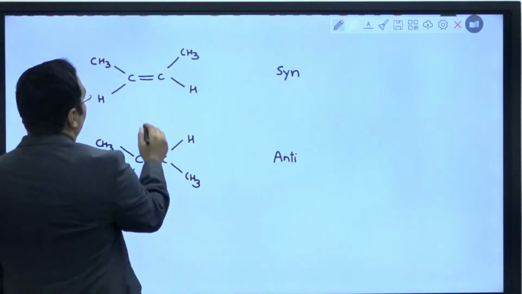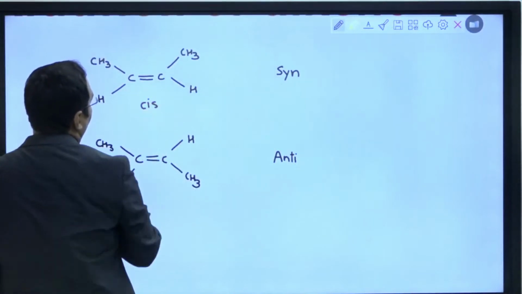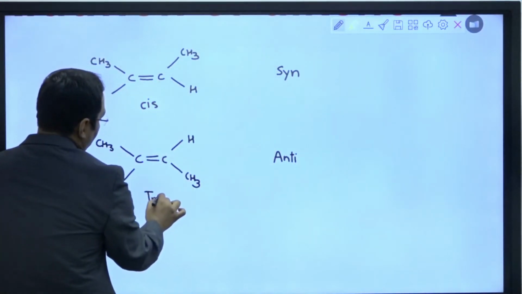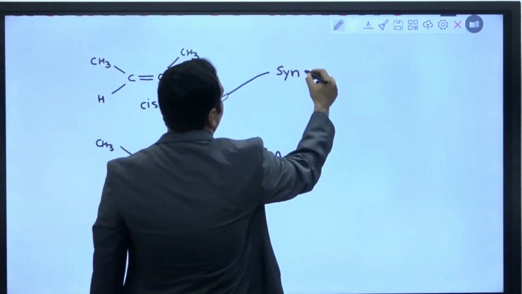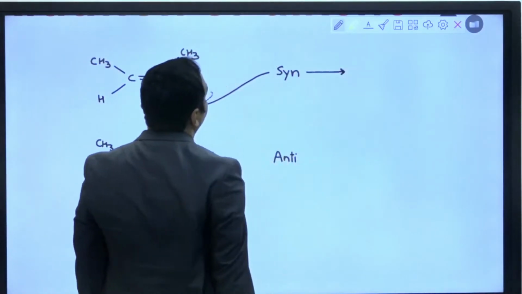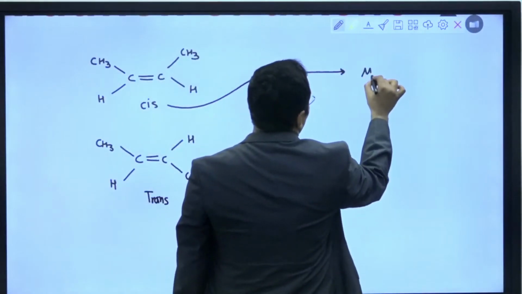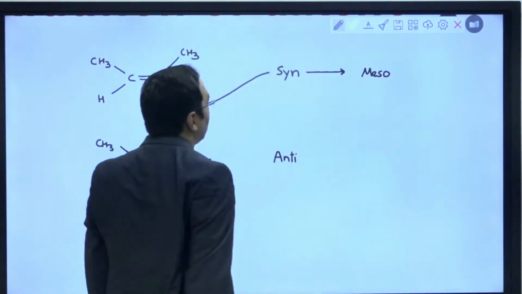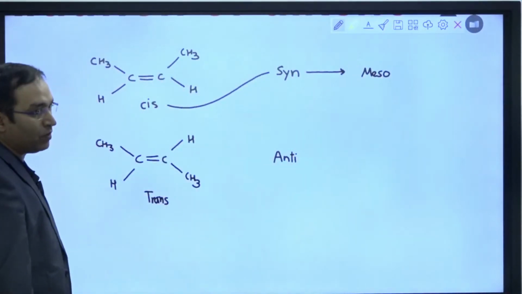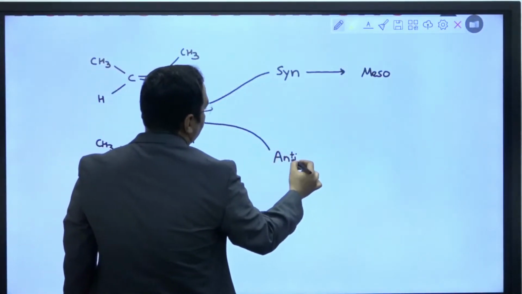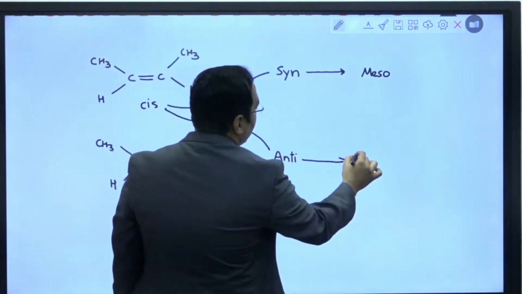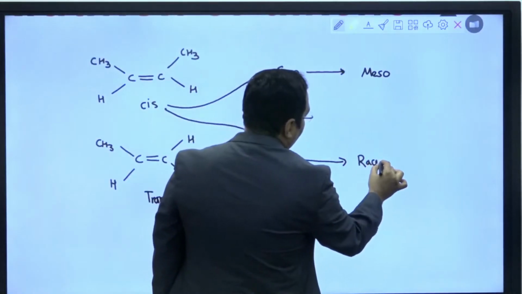यानी ये मैंने cis compound लिया, this is trans compound. On cis compound, if I do syn addition, it gives you meso formation. लिखते चलिएगा, समझाऊंगा. Cis, syn is meso. But if you take cis compound, do anti-addition, it gives racemic mixture.